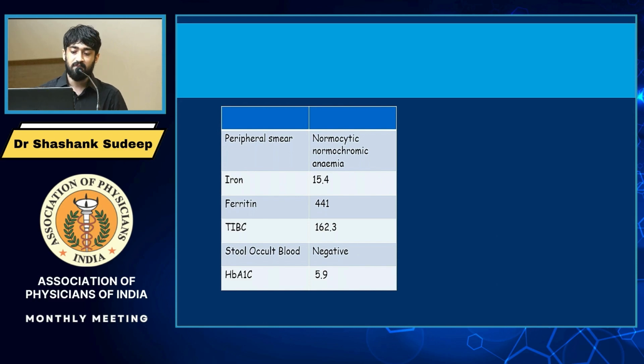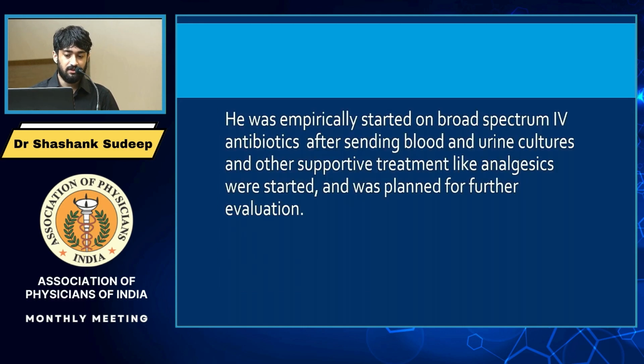Moving on further, the peripheral smear was showing a normocytic normochromic anemia. The iron studies came back to show relative iron deficiency, but primarily based on the peripheral smear and the morphological findings as well, this would likely be more of an anemia of chronic inflammation. But in view of the iron deficiency, we had sent a stool occult blood, which came back negative as well.